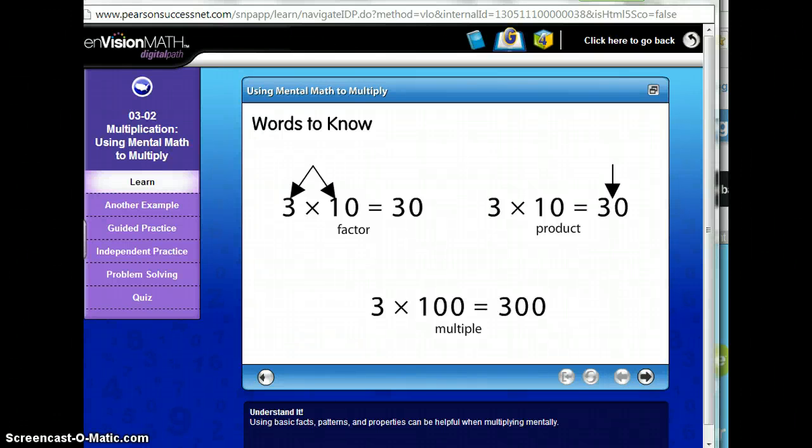All right, we are starting our multiplication unit. First of all, I want to know how many of you feel like you're pretty solid in your multiplication facts. On a scale of 1 to 10, hold up fingers 1 through 10. 10 means I know them all, 0s through 10s, I can ace those. 5 means I know most, but not all. 1 means, oh boy, I've got a lot of work to do.